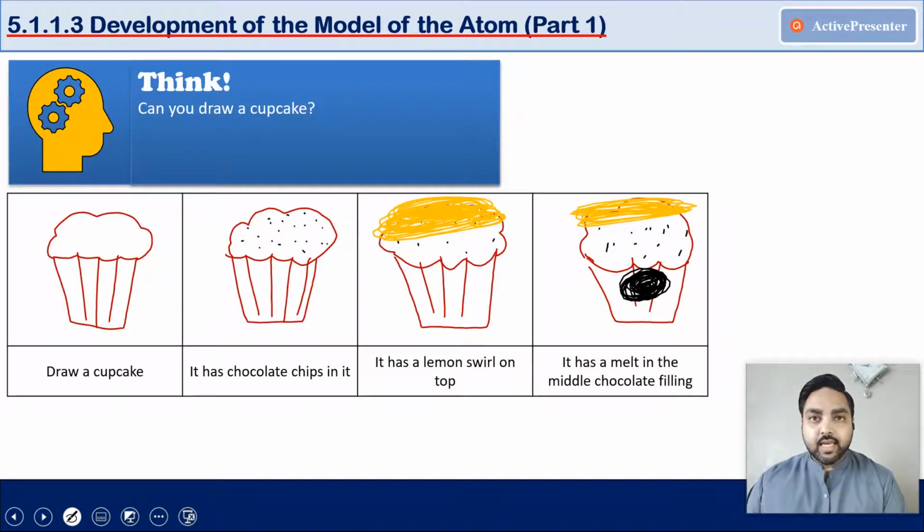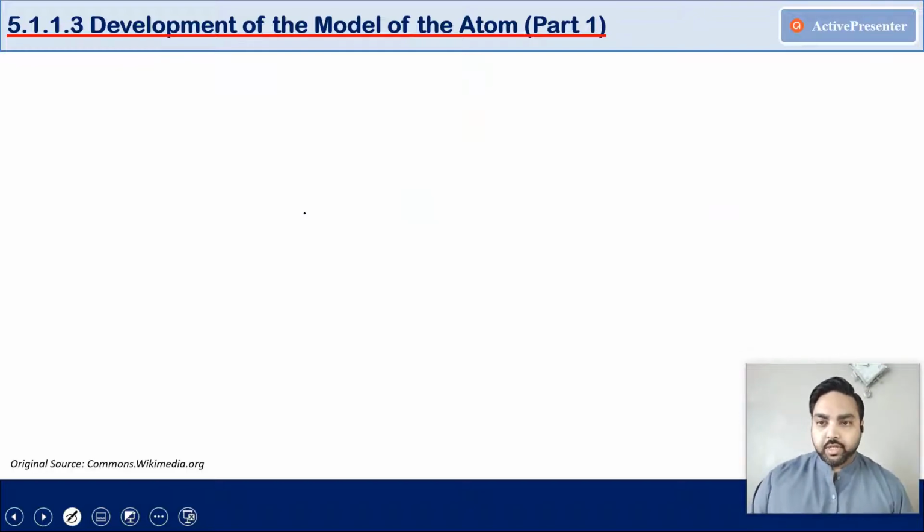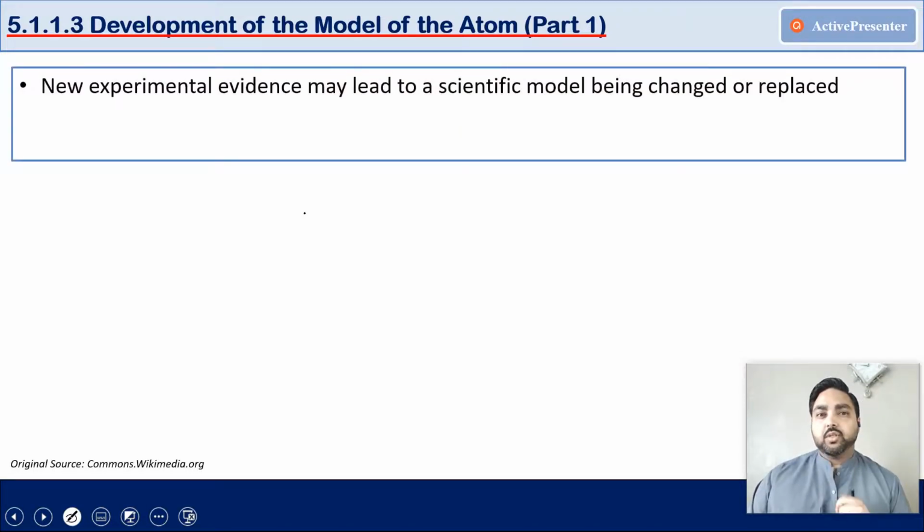And that is key in understanding how the atom has developed over time. Every time new scientific information has been discovered, we've taken what we already know about the atom and adapted the model slightly to add the extra information that's come in. So new experimental evidence may lead to a scientific model being changed or replaced, and this applies across the board.